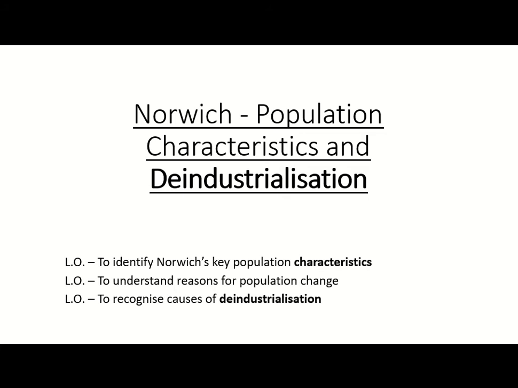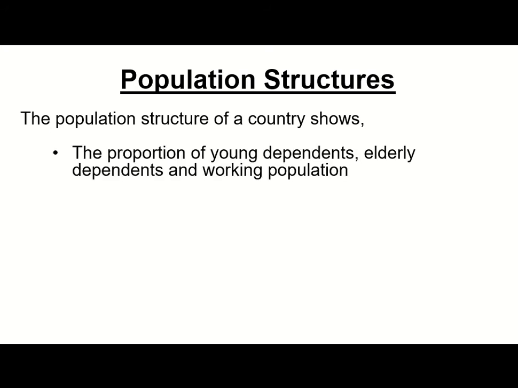So before we start looking at Norwich's population characteristics, we really need to understand what we mean by population structure. Population structures are represented often by something called population pyramids, which I'm going to show you in a moment. But when we talk about population structure, we divide population into three broad categories. Young dependents are the youthful population, so they're the people that are from 0 to maybe 15 years of age.